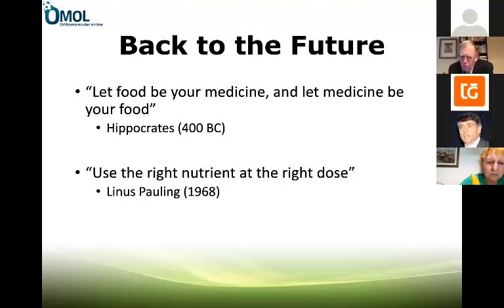And it doesn't say that we'll replace drugs completely. But the more you use food as if it were a drug, the less of any pharmaceutical you will need to control the remaining symptoms of that chronic disease state.